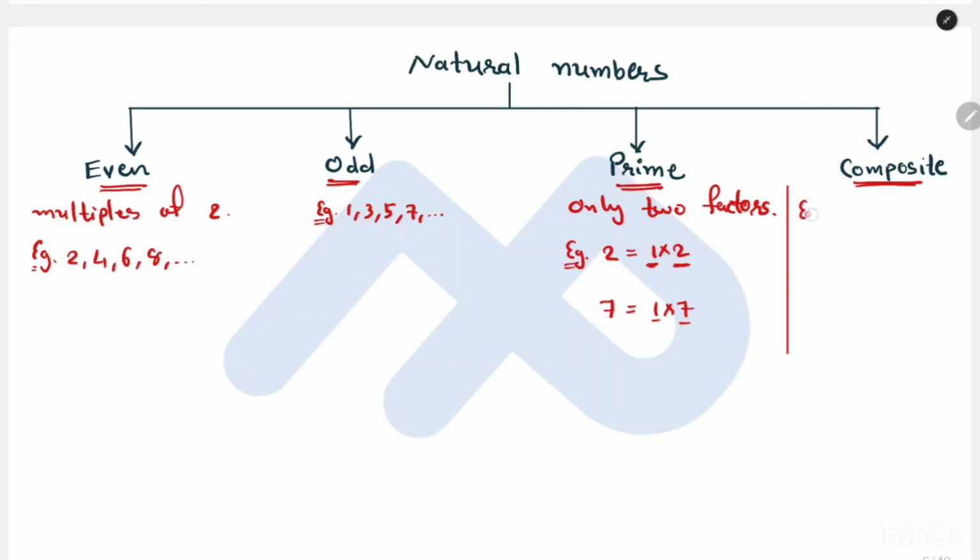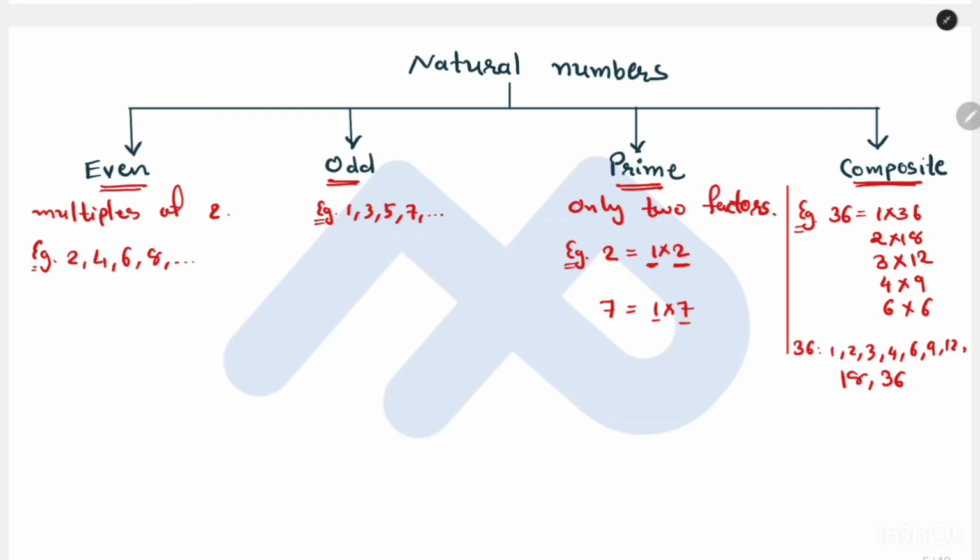Let's take one example, 36. If I enlist all the factors of 36, I can write it like this: 1 times 36 is 36, then 2 times 18 is also 36, 3 times 12, then 4 times 9, and 6 times 6. So basically factors of 36 are 1, 2, 3, 4, 6, 9, 12, 18, and 36.